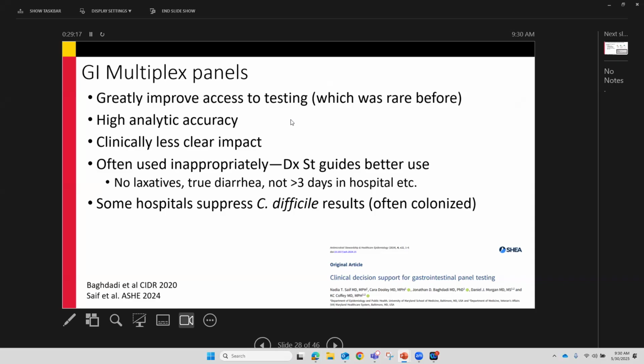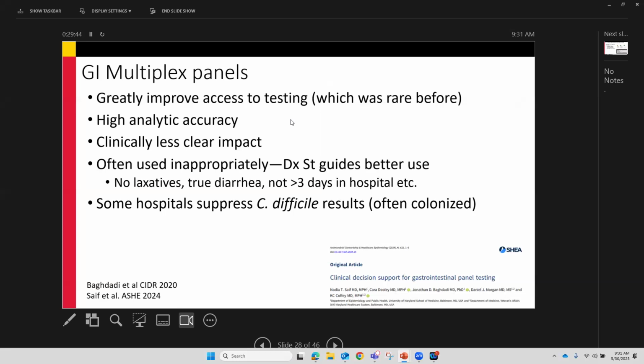So some people have created tools to try to use this better, like electronic ordering changes, such as in our hospital, where we implemented one where you're not allowed to order it if people are on laxatives. You need to document they have true diarrhea, and you can't get it on people who've been in the hospital more than 3 days. And that's because most of what you pick up outside of C. diff is not relevant and wouldn't be acquired in the hospital.